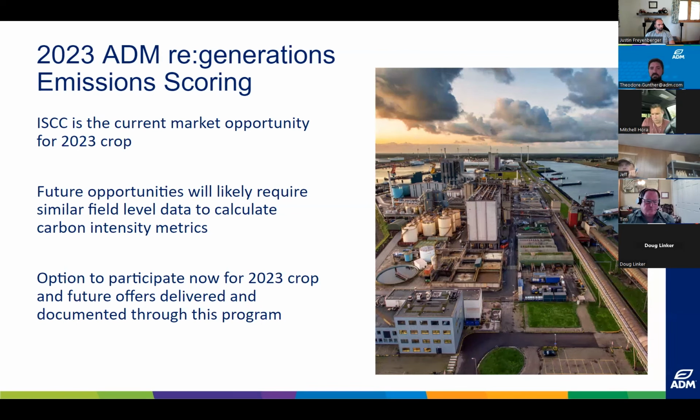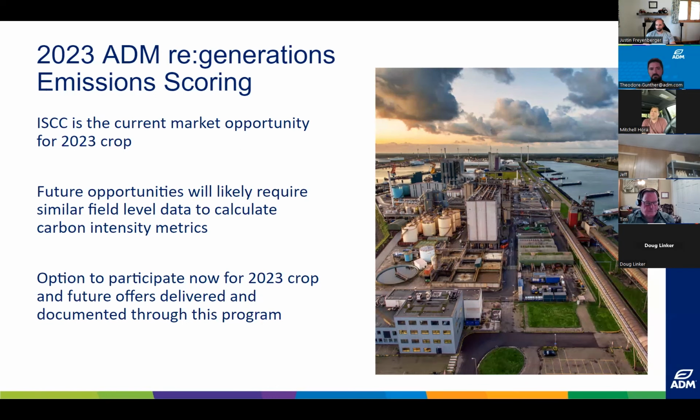And what this program can do is compensate you for what you sell to us directly. These ones do have a delivery requirement. And then it can also get you in the door with calculating that emission score and set you up for any future offers that might have an emission score and that field level information required to get that incentive.